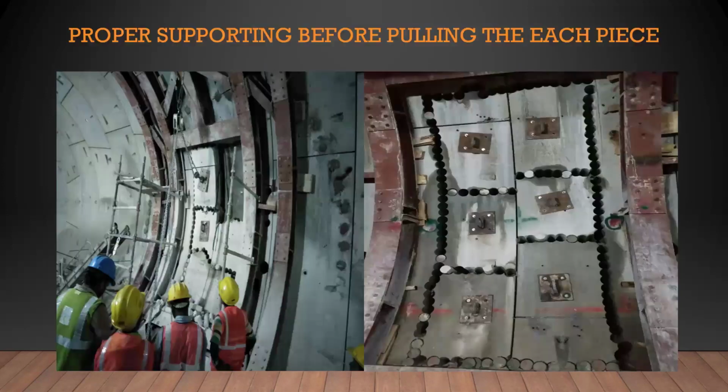Proper supporting: before pulling each piece of the segments, the steel structures have to be placed over the tunneling area. Then the U-clamp, then core cutting will be performed. Then the U-clamp is used for pulling the pieces of the segment.